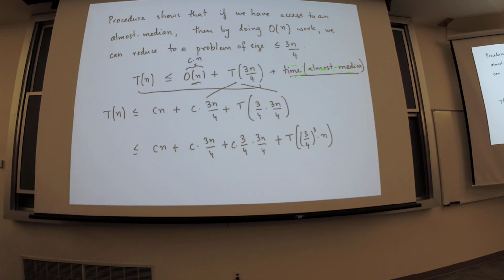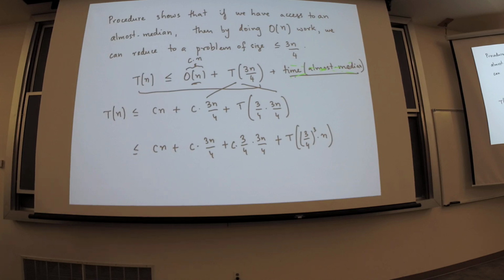When you said the T of 3n by 4, did you consider the almost median problems within here? Yes, you should do that technically speaking, but I'm saying that for now I'm including that into the c times n, because I've said that can be done in O of n. That's a good point. Any other questions? Okay, so let's continue doing this.